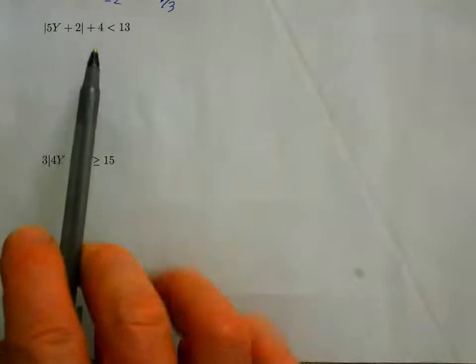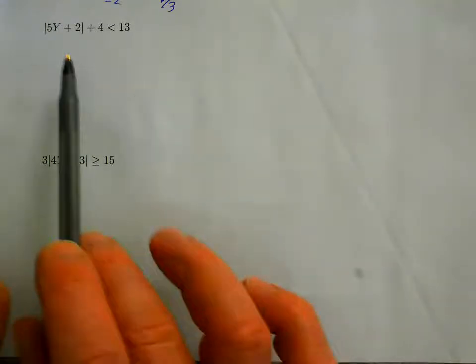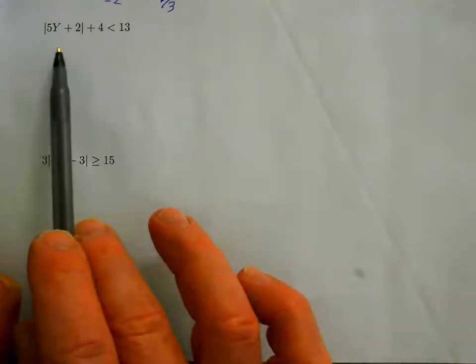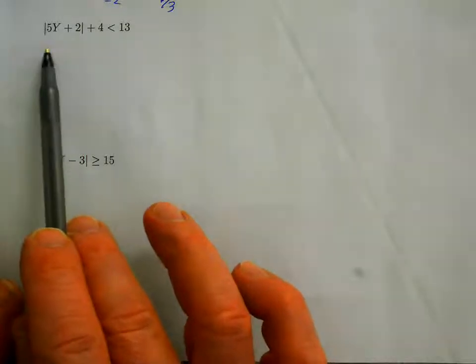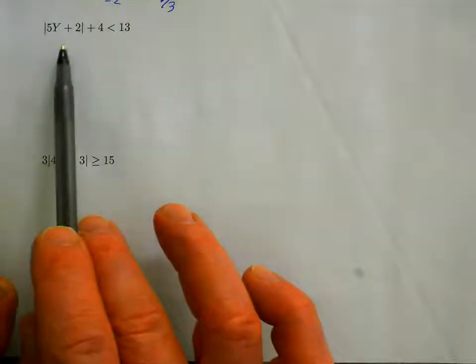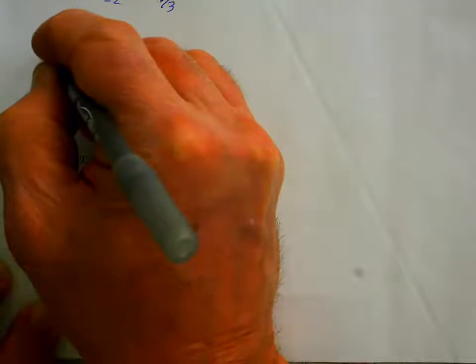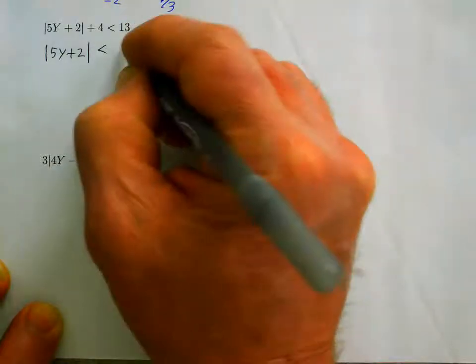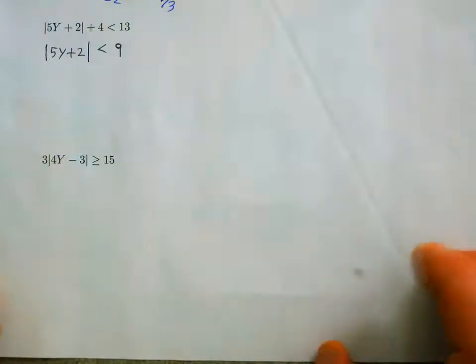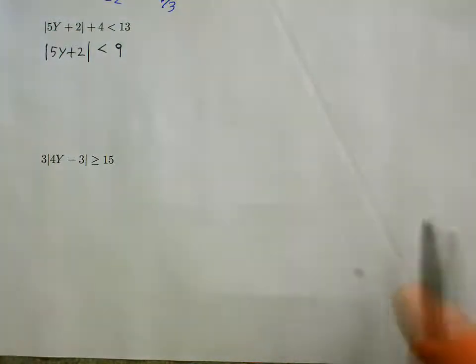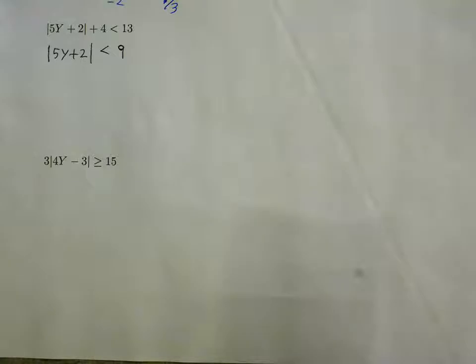The first thing to do on this one is to get this into standard form, which means that we want the absolute value of 5y plus 2 by itself. So first thing, subtract 4 from both sides, and we get the absolute value of 5y plus 2 is less than 9. Okay, let's think about what this means.